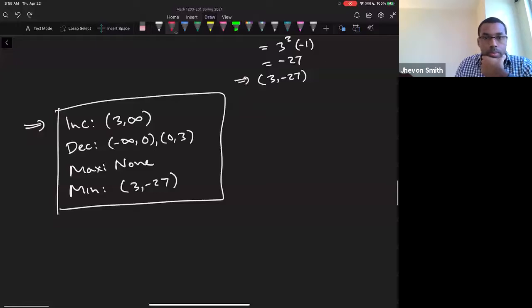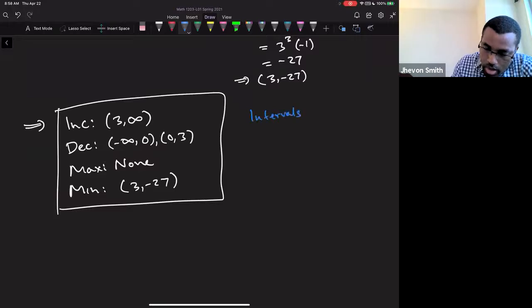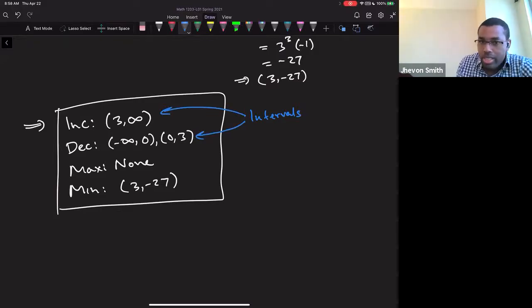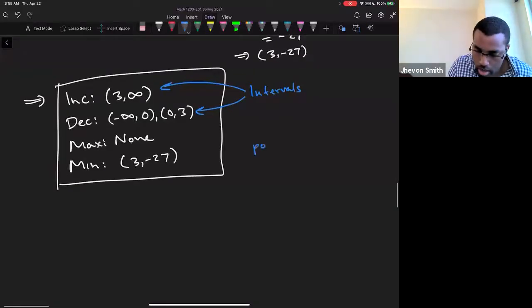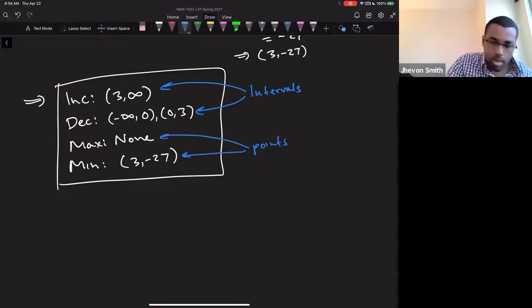Okay, so now, we have that. It should be obvious, but just in case, notice that these here are intervals. I'm using the notation that looks like coordinates for intervals, but I want you to appreciate that when I tell you about increasing or decreasing, I'm not giving you coordinates, right? So that 0, 3 is not a point. It's the interval between 0 and 3. And the points are the ones here. The maximums and minimums are the coordinates. They're not intervals.